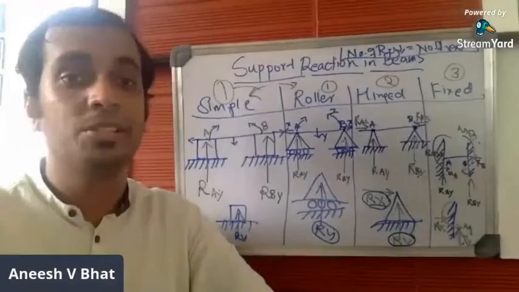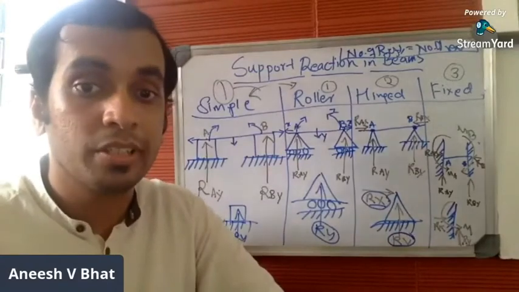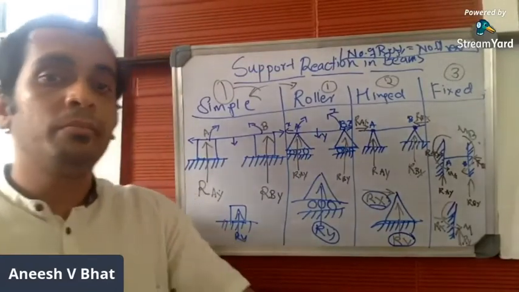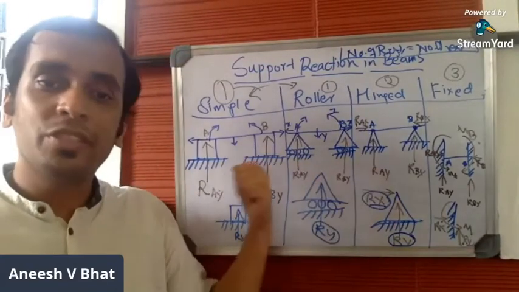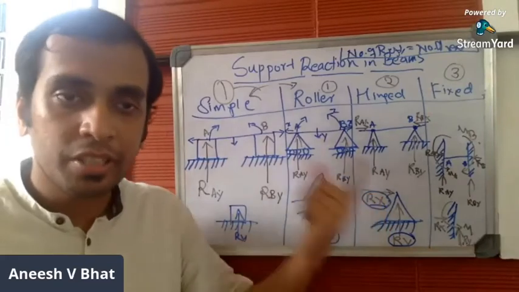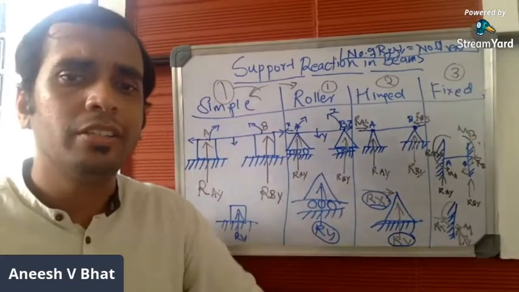You have to remember this. You have to know this in order to solve the numericals. In the problem, the name of the support will not be given. You have to identify the type of support just by going through the diagram given.